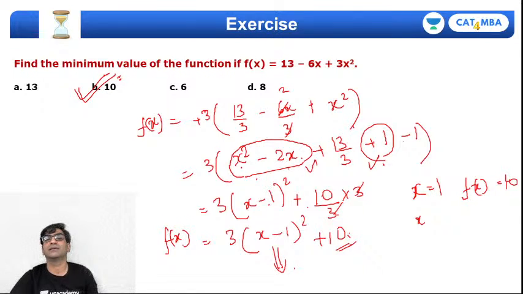Right? This is the method of completing squares. Minima या maxima निकाल सकते हैं, right?